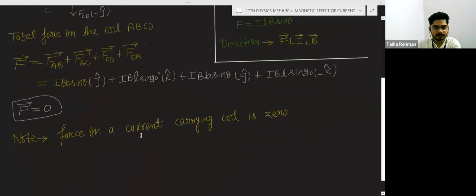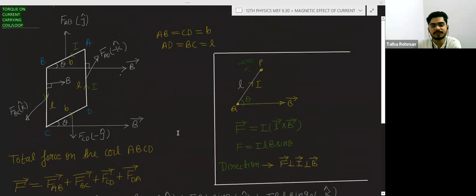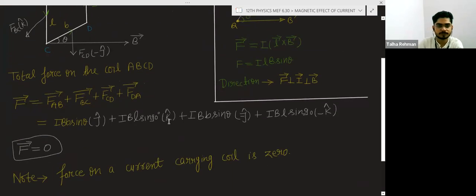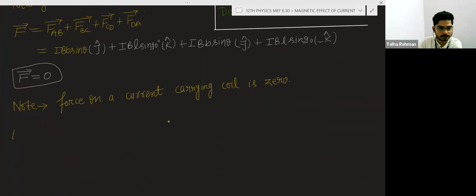So here in this case, F AB and F CD will not contribute to torque. F AB and F CD are collinear forces, so they will not contribute to torque.